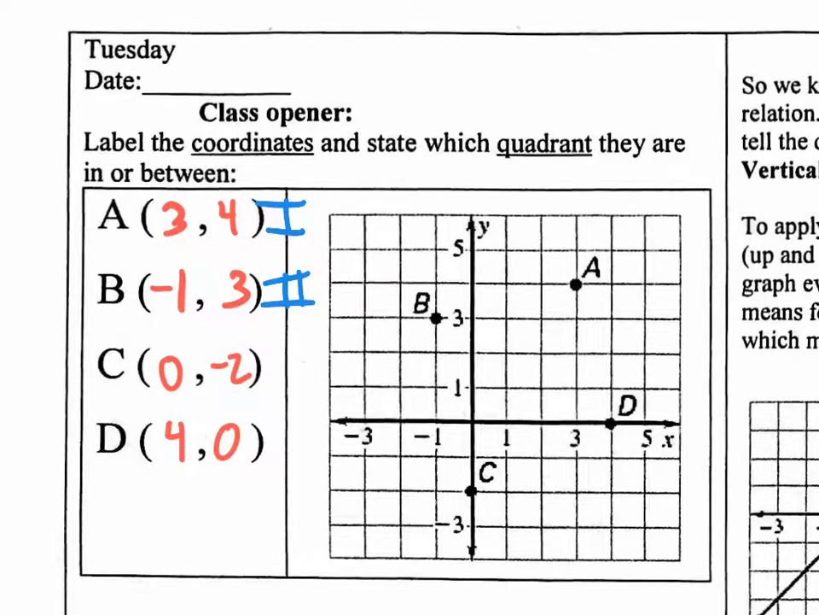Point C is between 3 and 4. Okay, it's between 3 and 4. Remember, quadrant 1, 2, 3, 4. And D is between 1 and 4 or 4 and 1, whatever. But it's between 1 and 4. Let's move on to the actual notes for today.